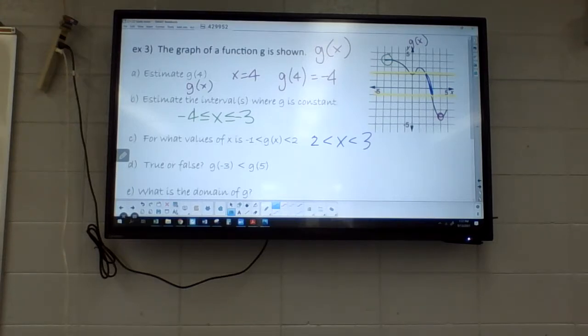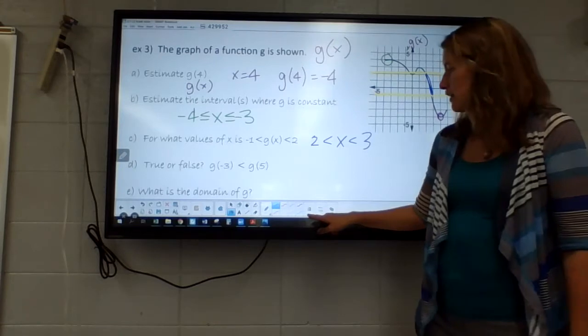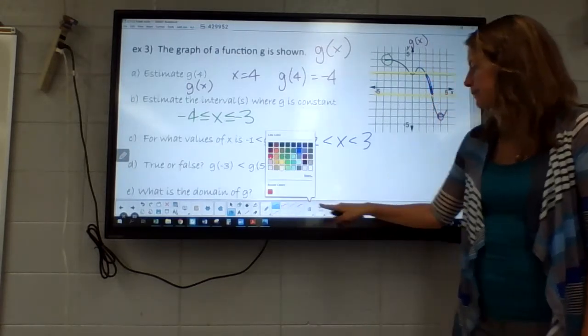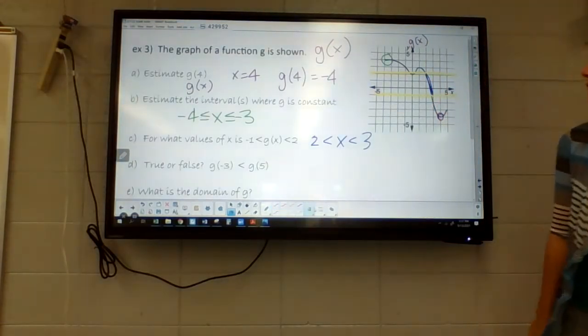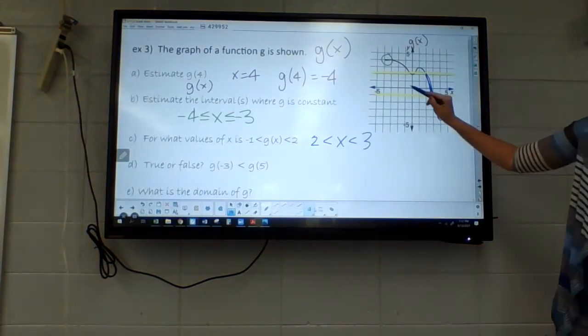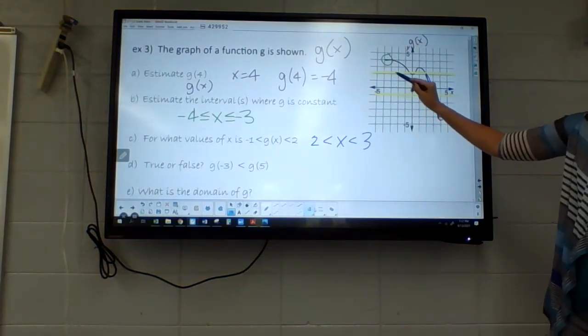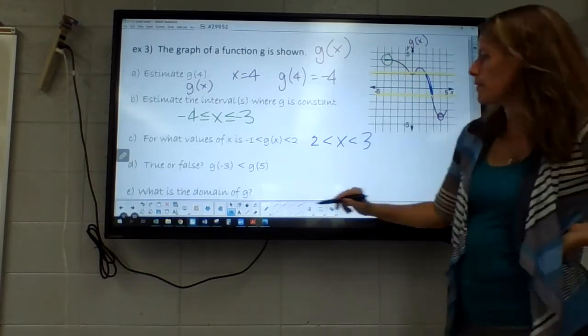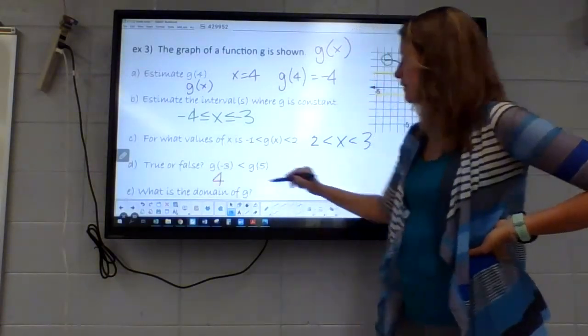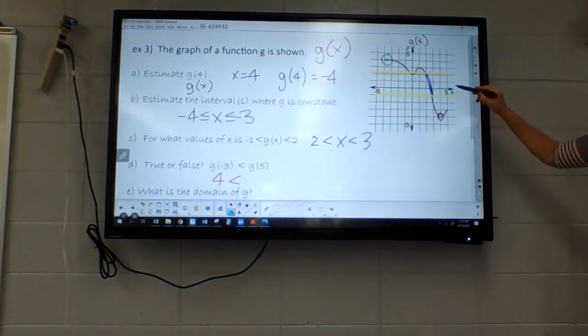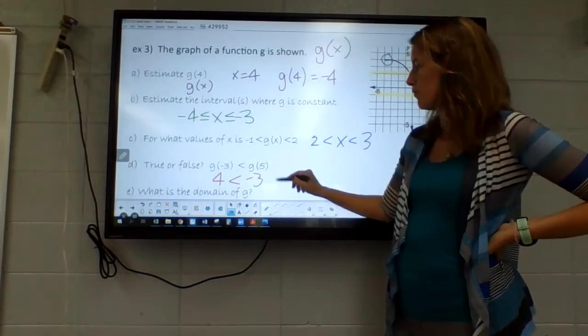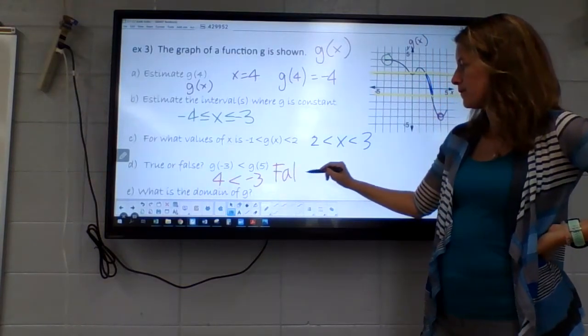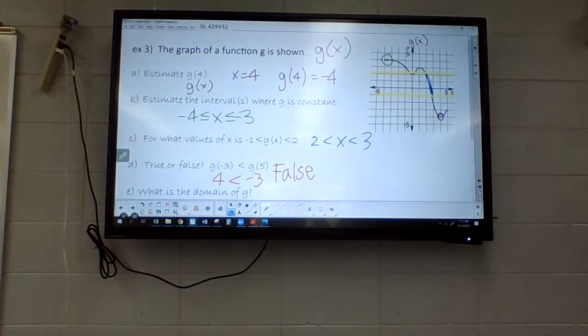All right, true or false? G of negative 3 is less than G of 5. G of negative 3, what is that? G of negative 3 is 4. So that's 4 up there. Is that less than G of 5? No. No, that's negative 3. So this would be false. So being able to grab things off our graph.